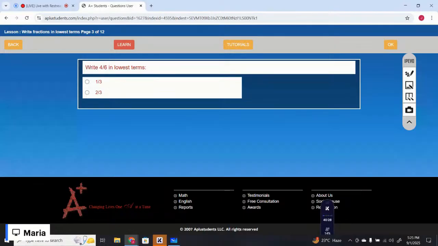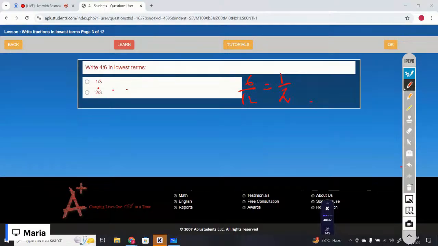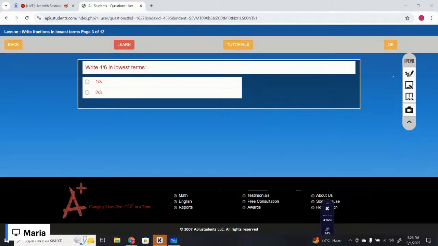Write 4 by 6 in lowest terms. So let's find the greatest common number that can divide both numerator and denominator, that is 2. Option number 2 is the correct option, that is 2 by 3.